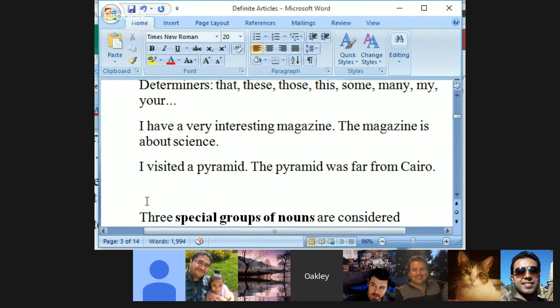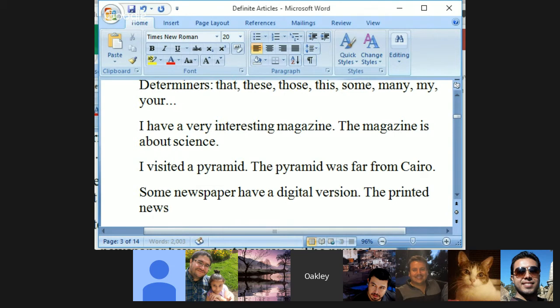Carlos, want to give this a try? Okay, teacher. Some newspaper have a digital version that the printed newspaper will disappear in the future.